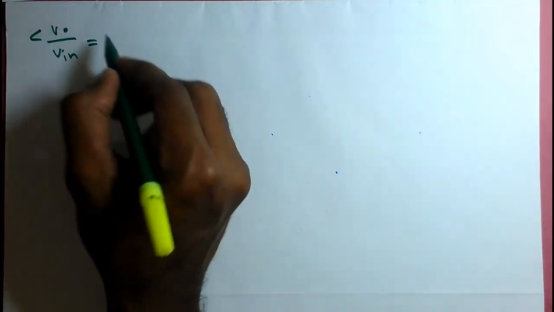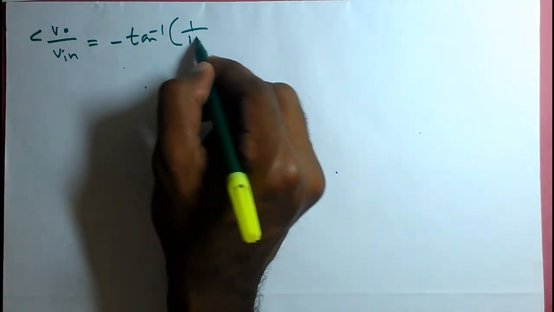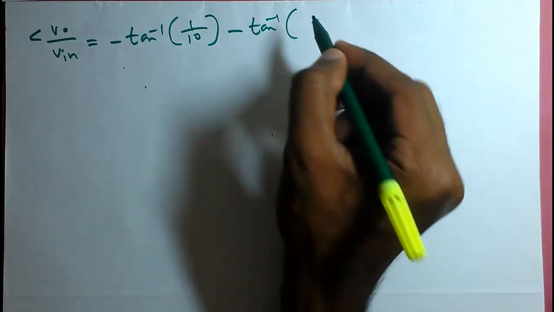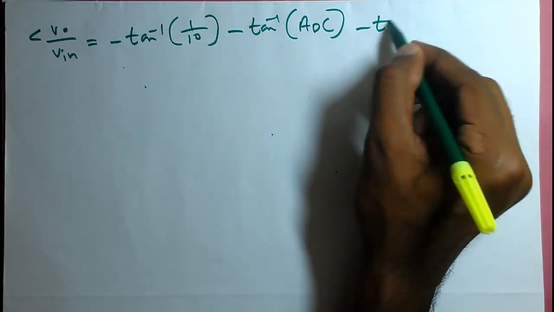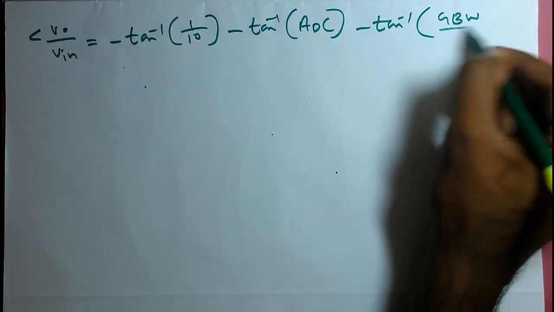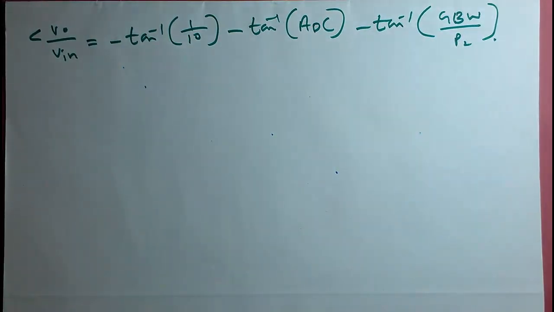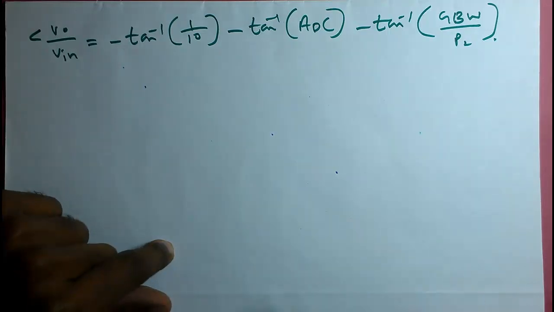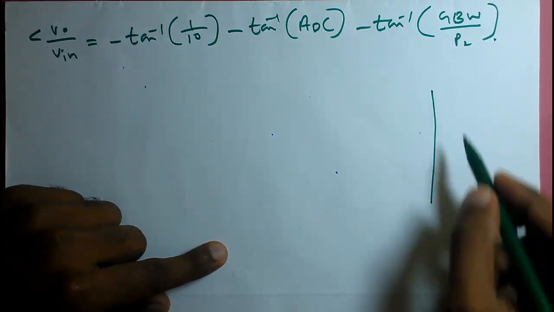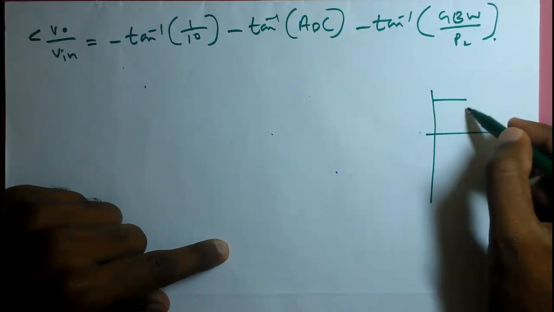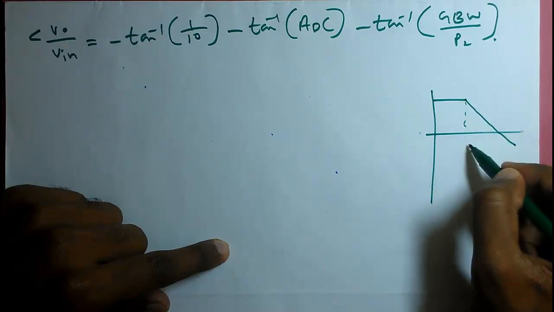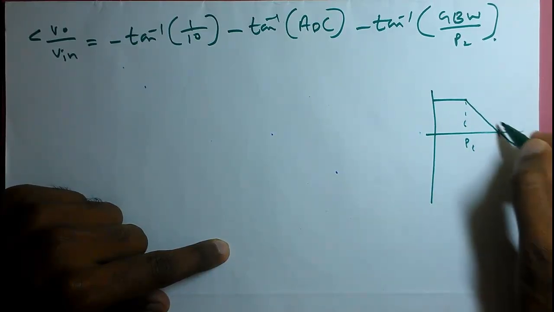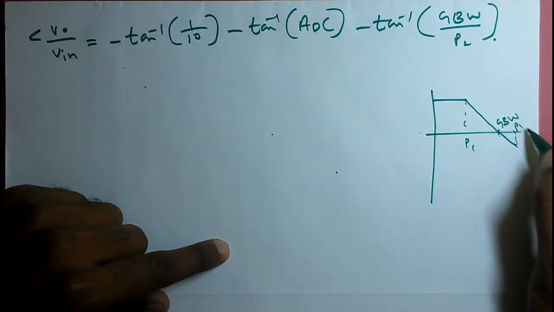We have this equation: angle of V out by V in equals minus tan inverse 1 by 10 minus tan inverse DC gain minus tan inverse gain bandwidth divided by P2. So now we can substitute these values. Before substituting, one more point. This is the required phase. We draw the Bode plot. This is P1, this is the gain bandwidth, and this is P2. This is the frequency axis.